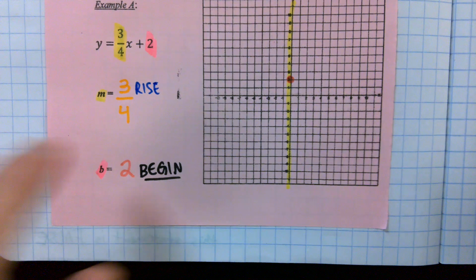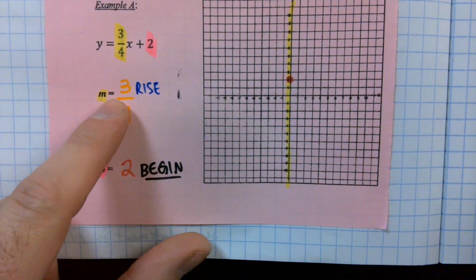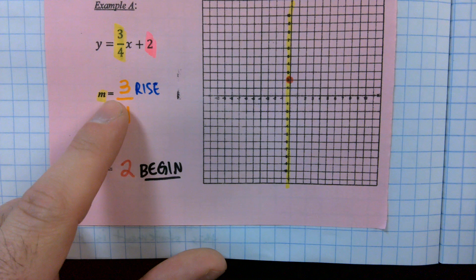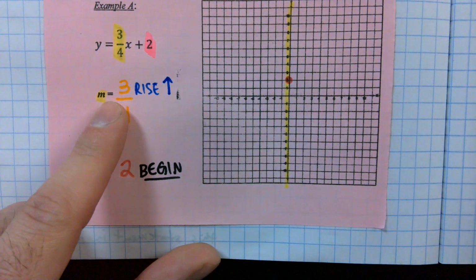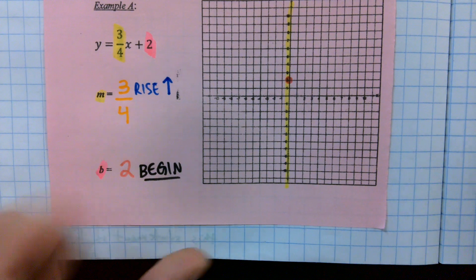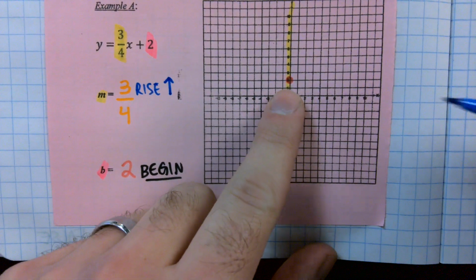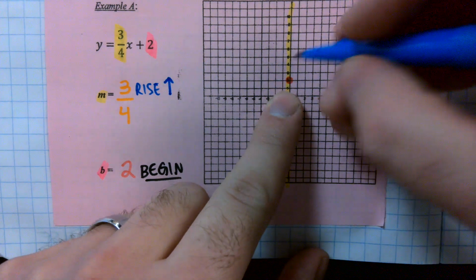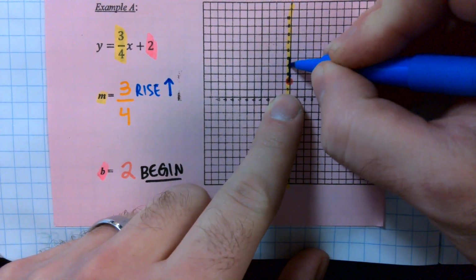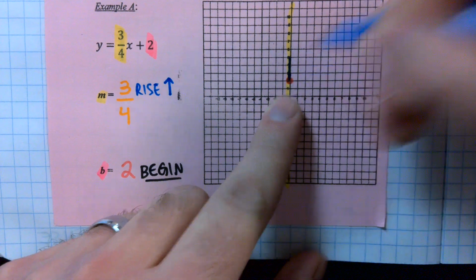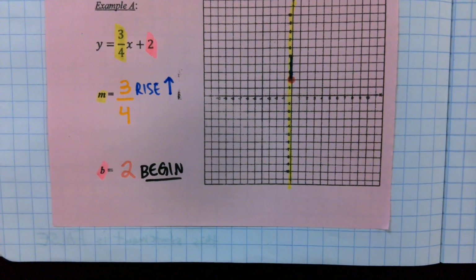Now, because I've got a 3 here, what direction am I going to be rising? Up, because it's positive. Okay, guys, please stay with me. From here, I'm going to rise 3 spaces up: 1, 2, 3. I'm just going to do a little line there so I know where I'm rising. And then you still have to plot.